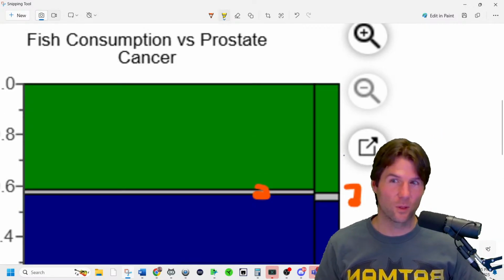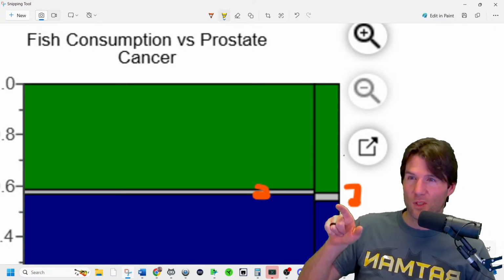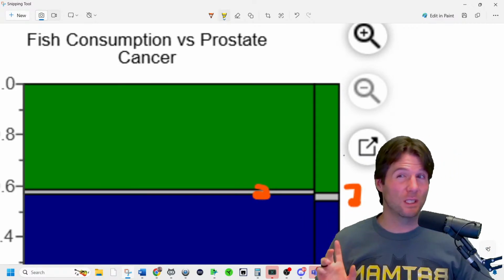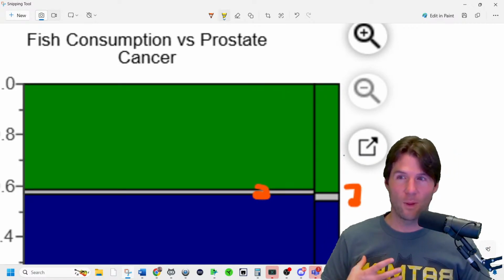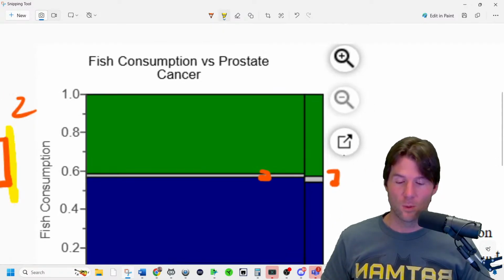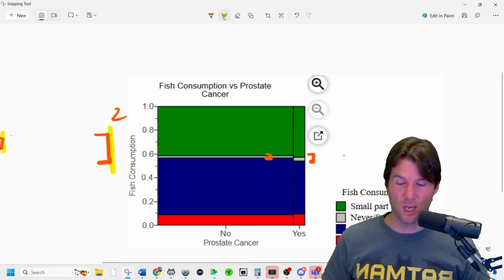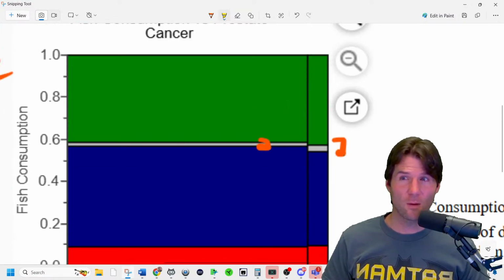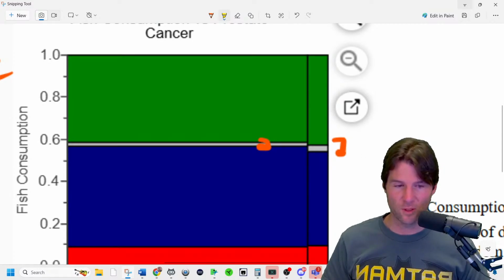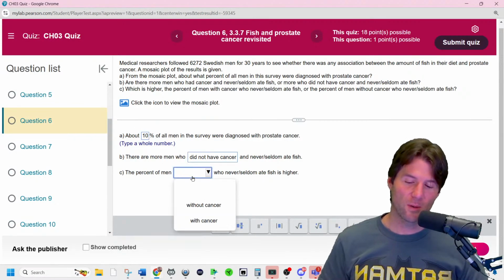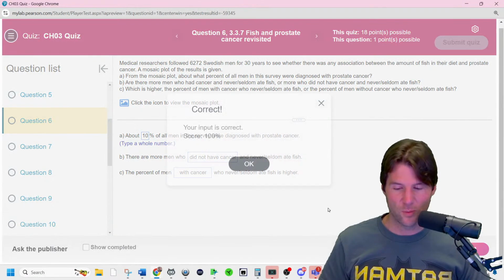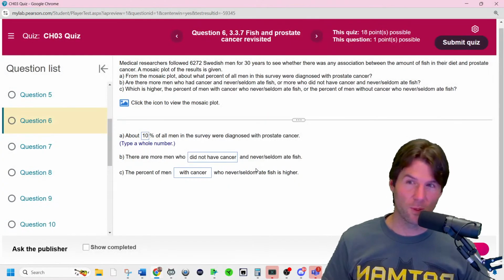You can see it there very clearly now. The percentage within the group is higher, which is the conditional distribution. Given a man had prostate cancer, the percent of time they never or seldom ate fish is higher, versus given a man did not have prostate cancer, the percent is lower. These differences are likely by random chance, and they're small, but they want you to observe them nonetheless.